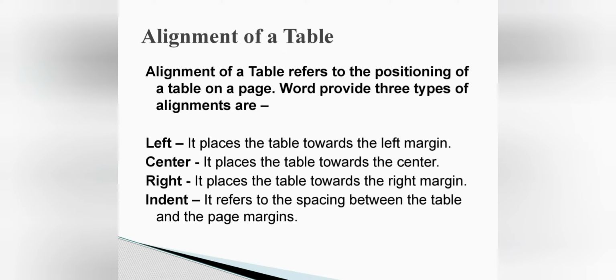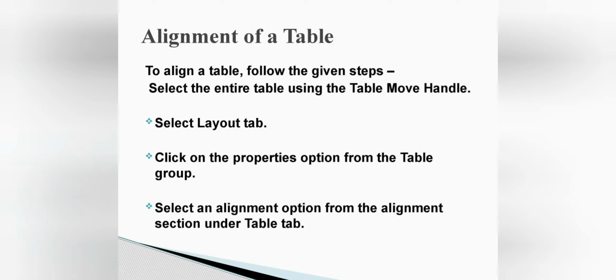How can we do the indent? We have to select the left margin first, and then we can change the indent. So now we have to take a look at what indent is. Indent refers to the spacing between the table and the page margin. Whatever spacing there is between the page margin and the table is decided through the indent.